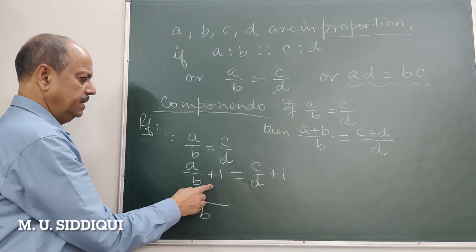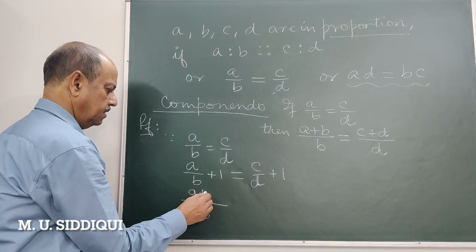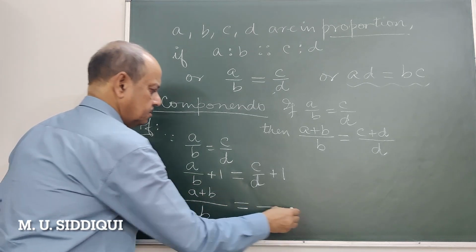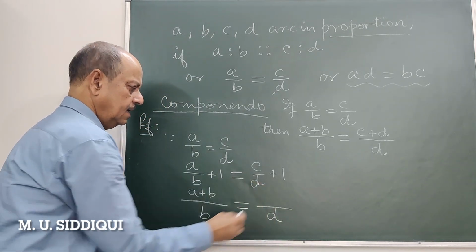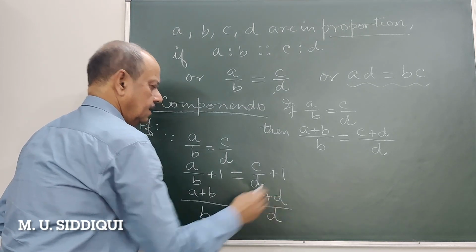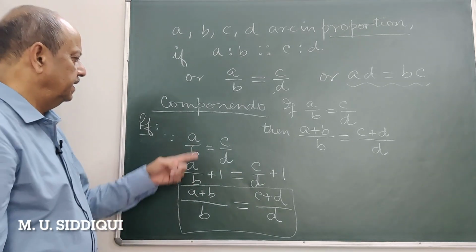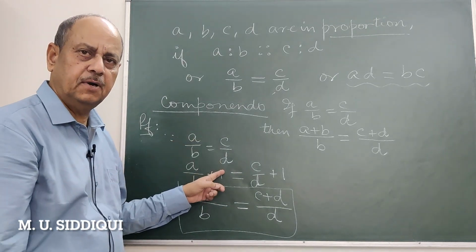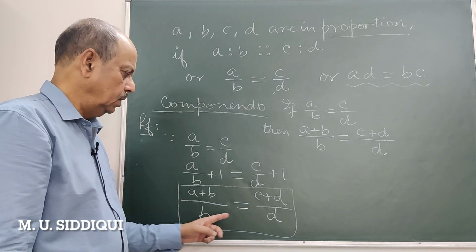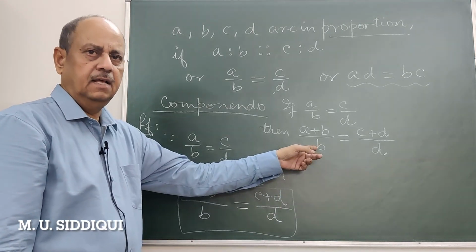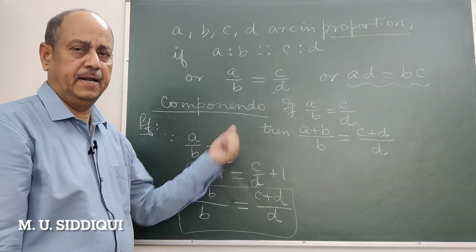This remains B as the LCM, and this will give you A plus B, this becomes D as the LCM of the denominators on the right side, and you get C plus D upon D. So this is the statement we claimed here: if A upon B is equal to C upon D, you can also say A plus B upon B is equal to C plus D upon D.